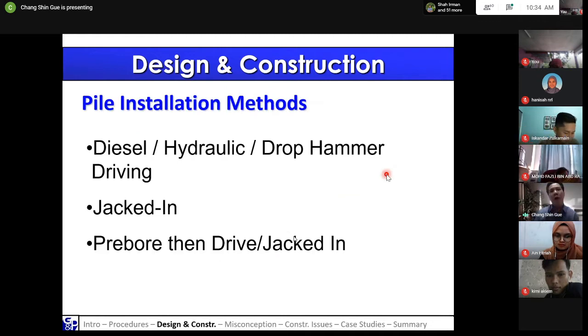So in terms of pile installation methods, there are typically three types for such piles. You can use the driving method, which is through diesel, hydraulic, or drop hammer. Another one is jack-in, and the other one is pre-bore, then jack-in. I'll tell you what pre-bore then jack-in is. Probably this term is not so familiar to many.